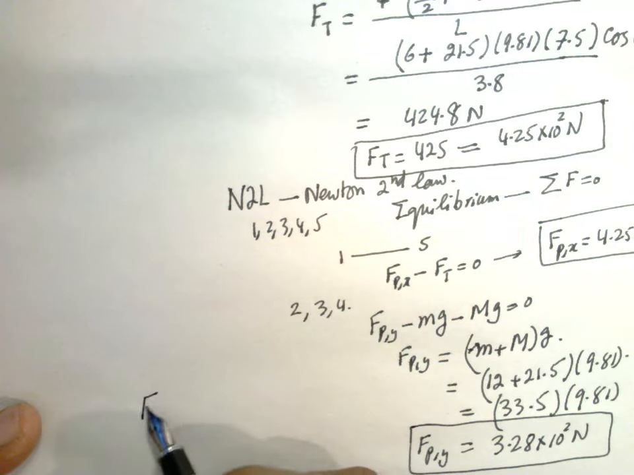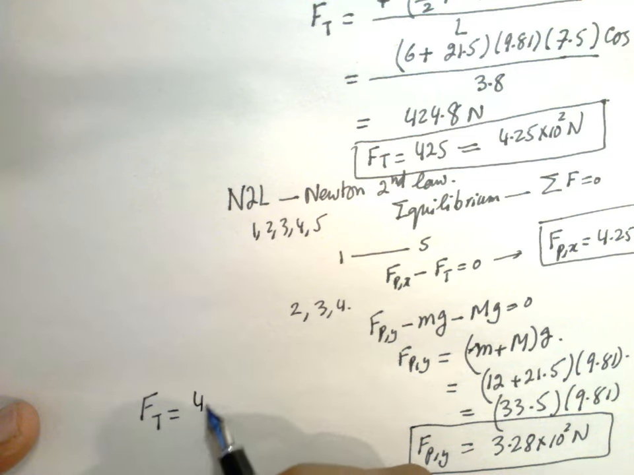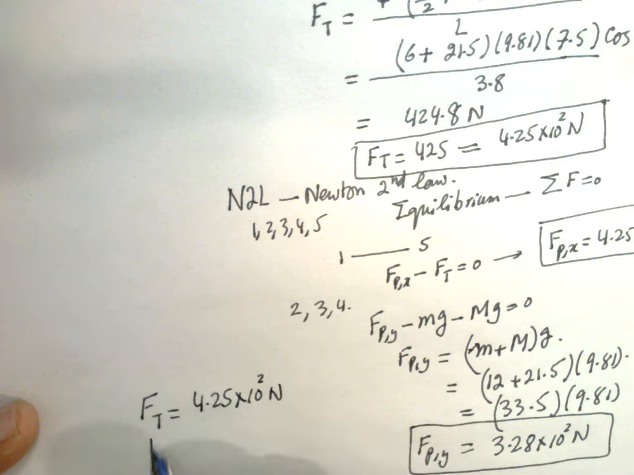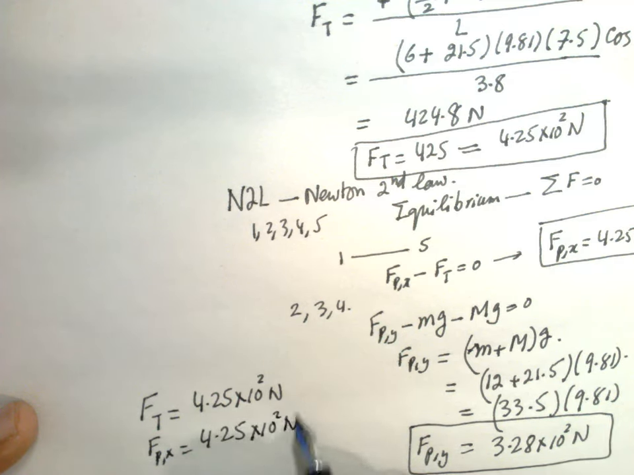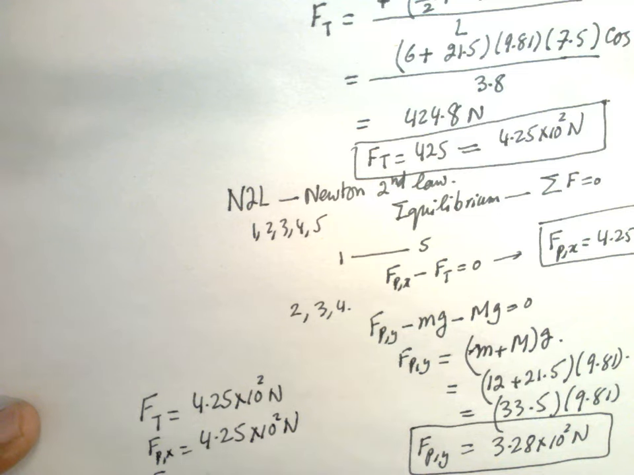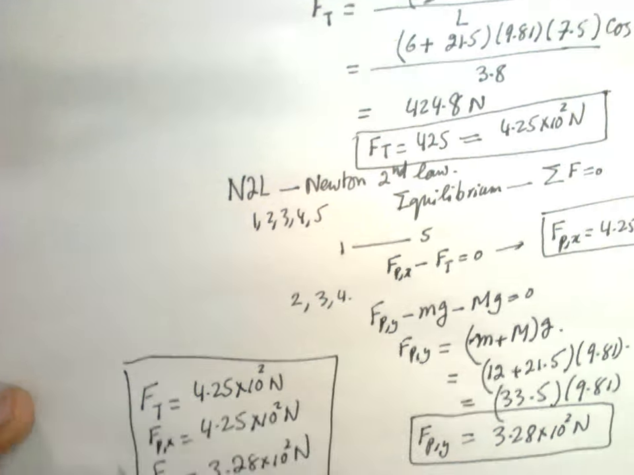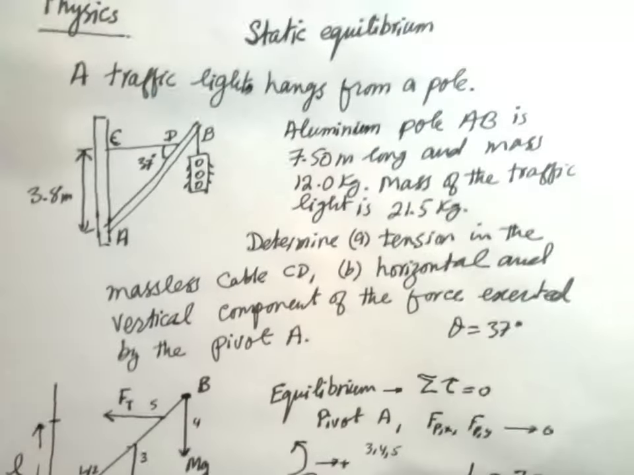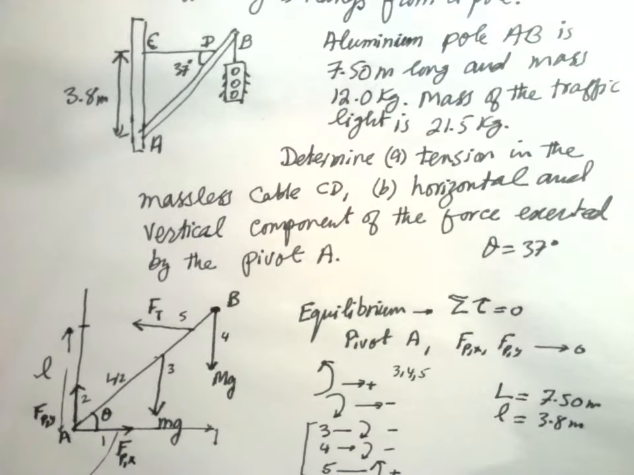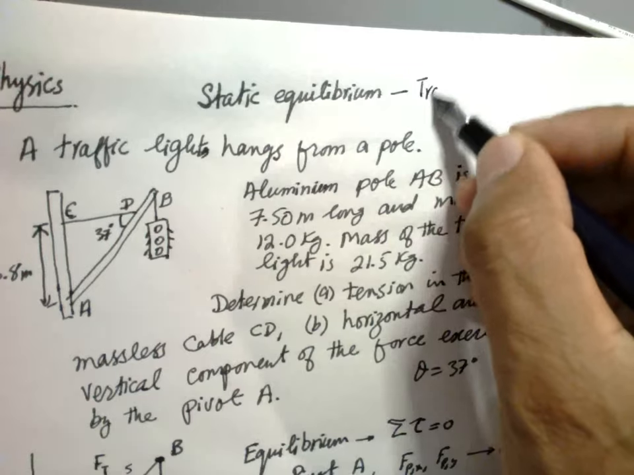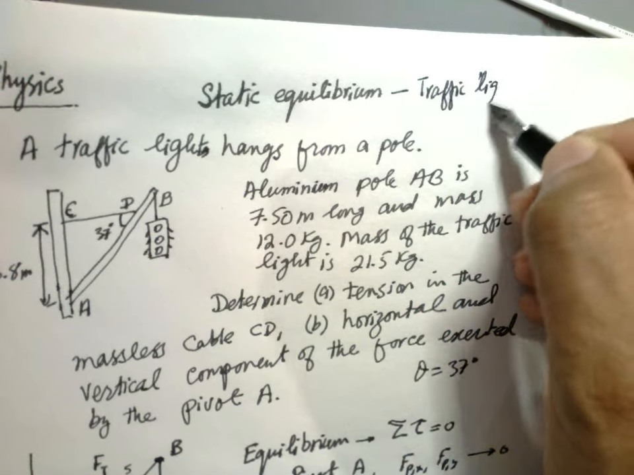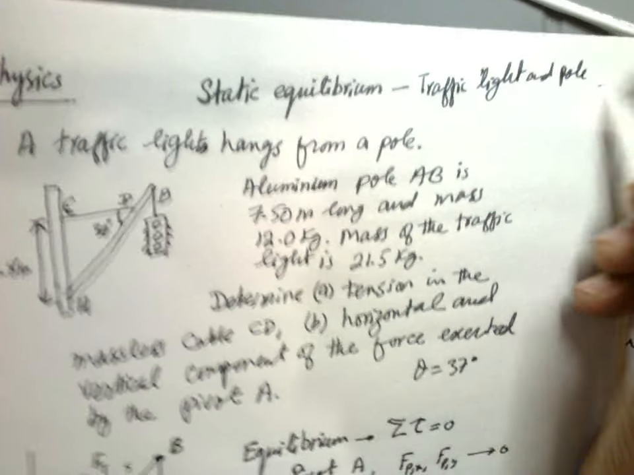So conclusion, FT, which is equal to 4.25 into 10 power 2 newtons. FPX, which is equal to same as FT. FPY, which is 3.28 into 10 power 2 newtons. So these are the results. So this is a simple method of solving this slightly complex question of a pole and a traffic light. So this is the solution of this question.